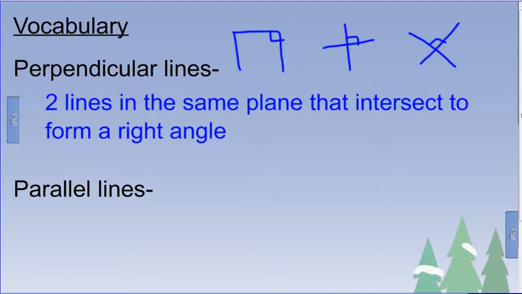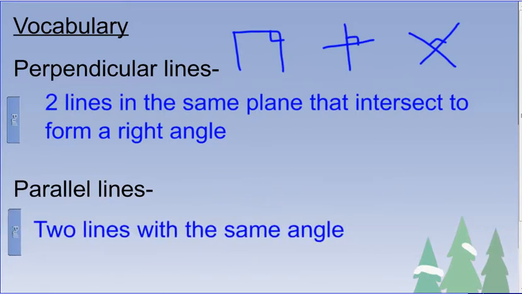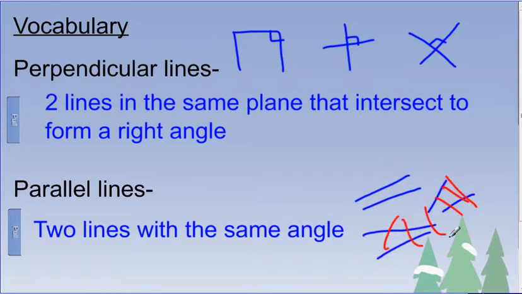The opposite of that is parallel lines. Parallel lines are two lines that have the same angle. You might think of them as like train tracks. They always run side by side. They never get closer together. They never get farther apart. If they do, then the train's not going to be able to stay on the tracks very well. They have to stay perfectly parallel.